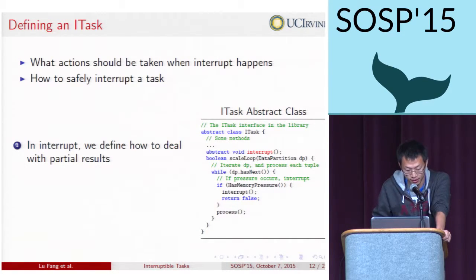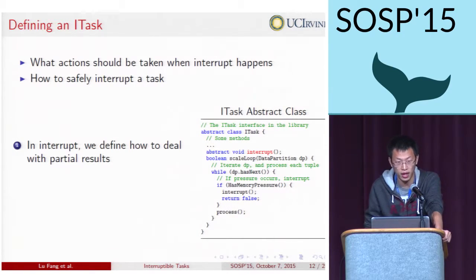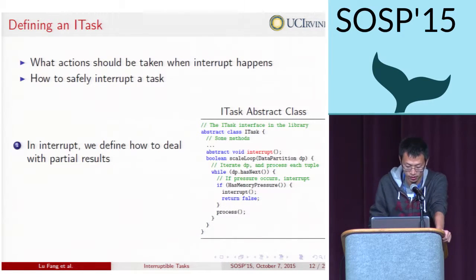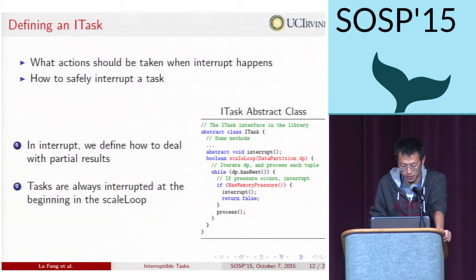The user will define the method interrupt and specify what kind of actions the system needs to take, for example, how to deal with the partial results. And second, there is a method called scale loop defined in this class. This scale loop will iterate over all the data tuples in the data partition. In most existing work, they already provide this kind of logic. We just make it explicit here.